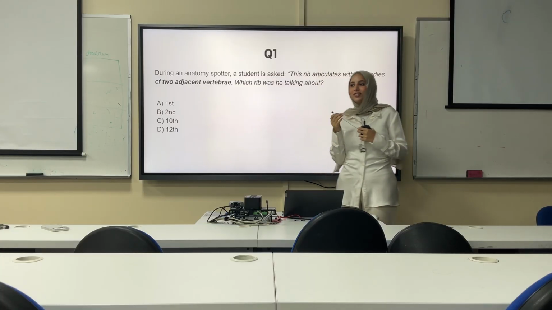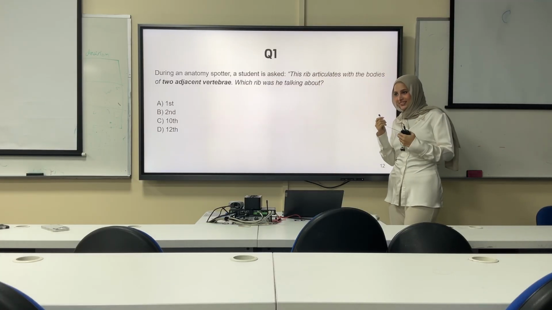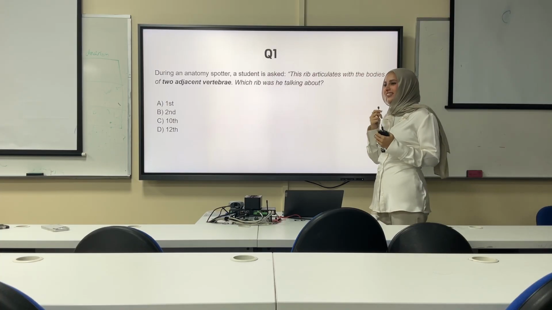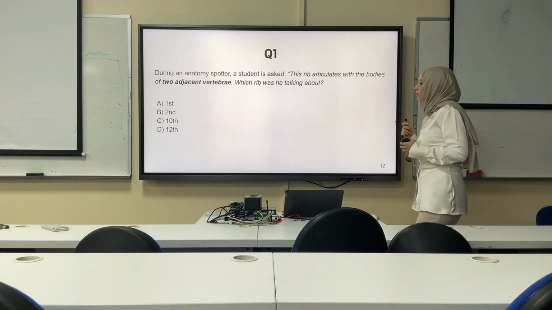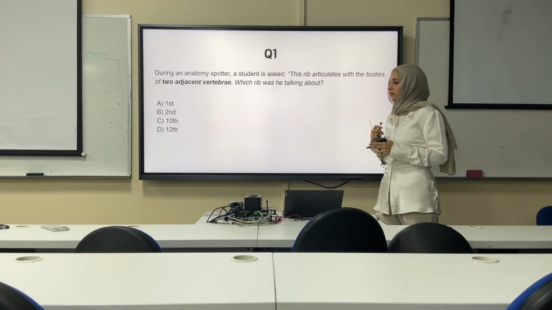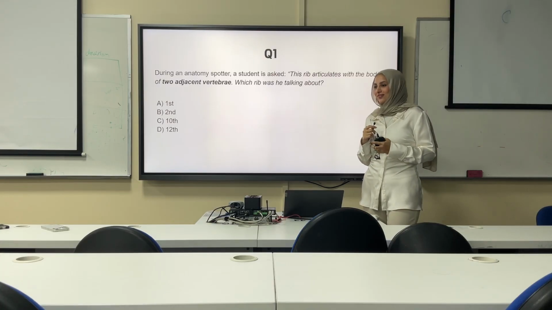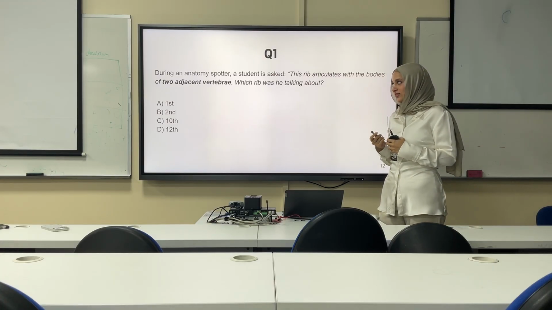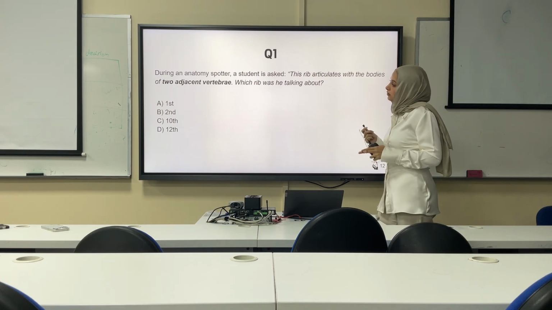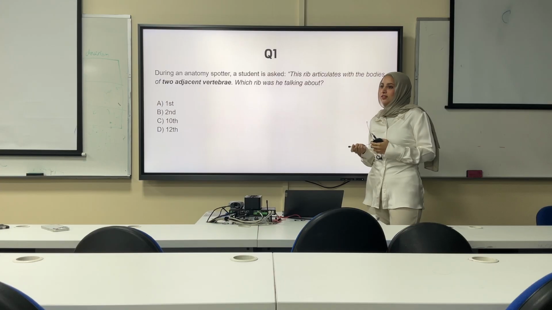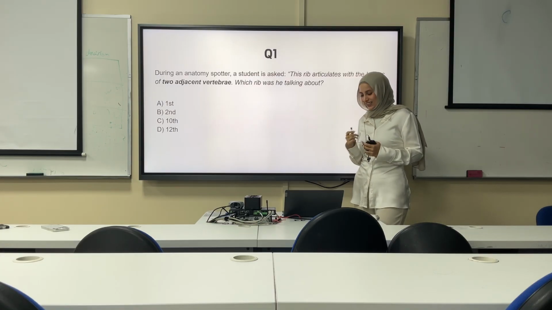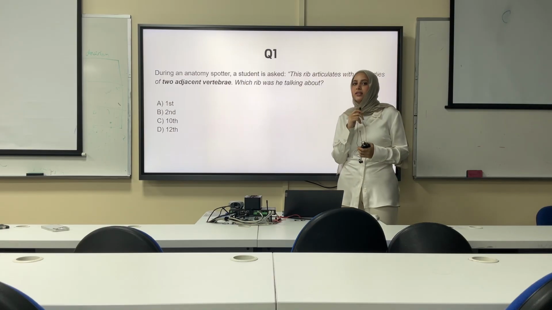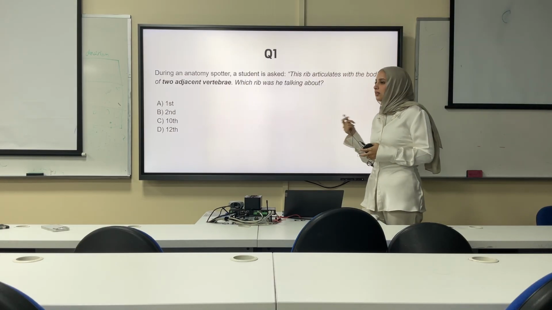Now, first question, who wants to read? Okay, you read. During an anatomy spotter, a student is asked, this rib articulates with the bodies of two adjacent vertebrae. Which rib was he talking about? So it's a typical rib, because it has two vertebrae. Look at the options. Are these typical or atypical? They all articulate. This one is similar to the typical. Second. Yes, exactly. So second is the answer. By the way, please go back to my slides and check out the questions.